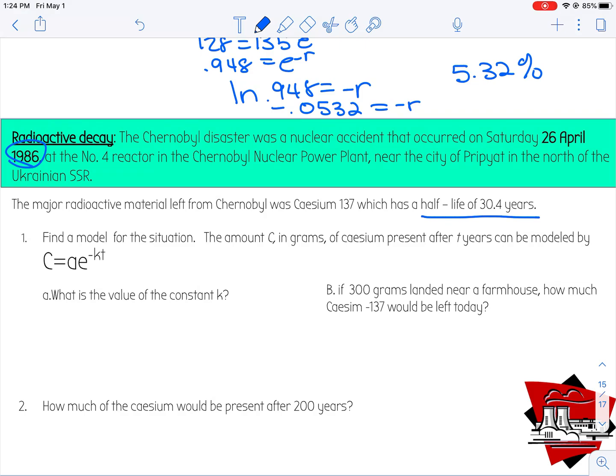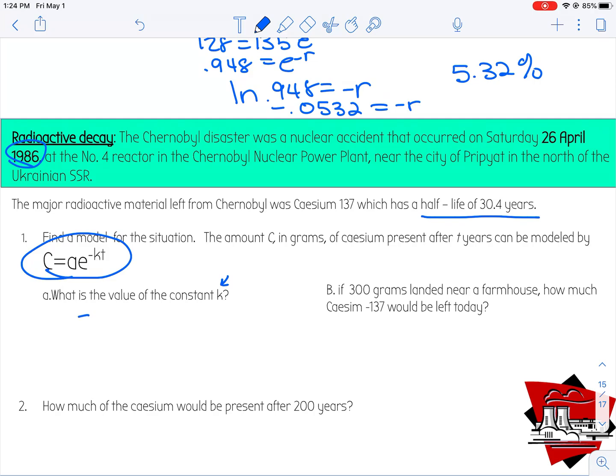So what that means is, let's say you had 100 grams of cesium. In 30.4 years, it'll be down to 50 grams. So that's what half-life means. It's how long till you get half of the material. And different elements have different half-lives. So in this first one, we're just going to come up with what's the value of that constant.